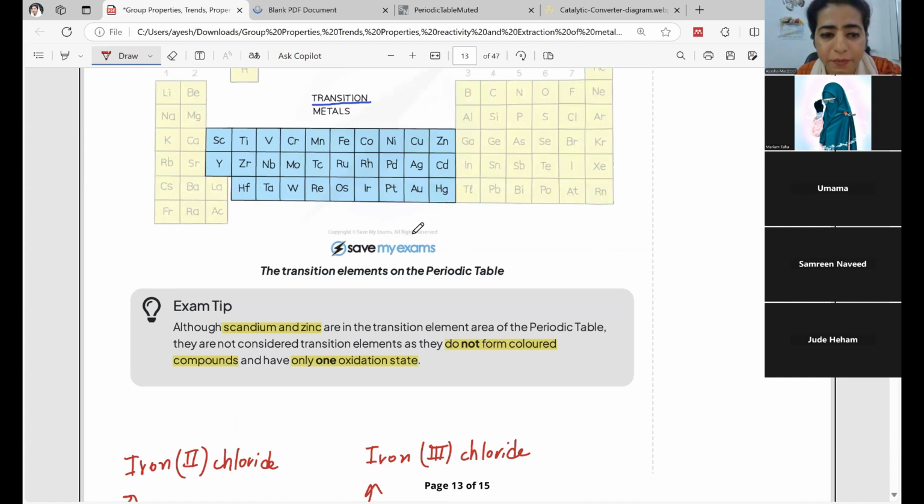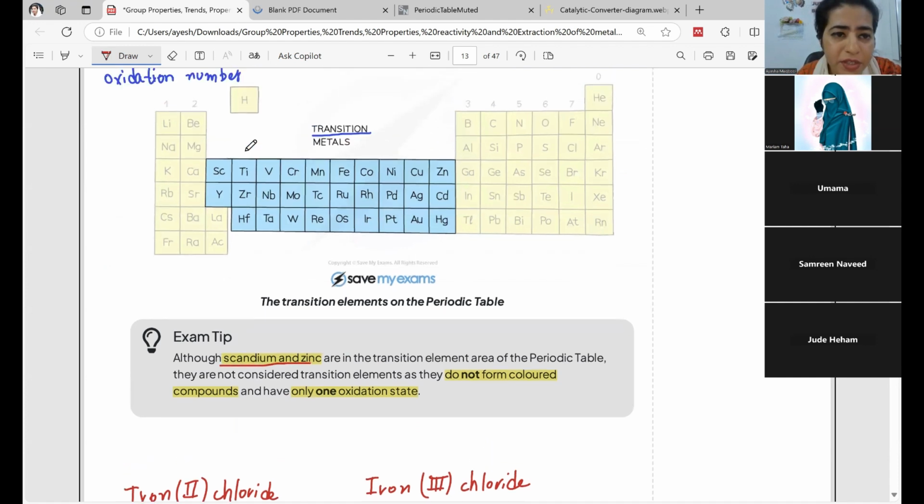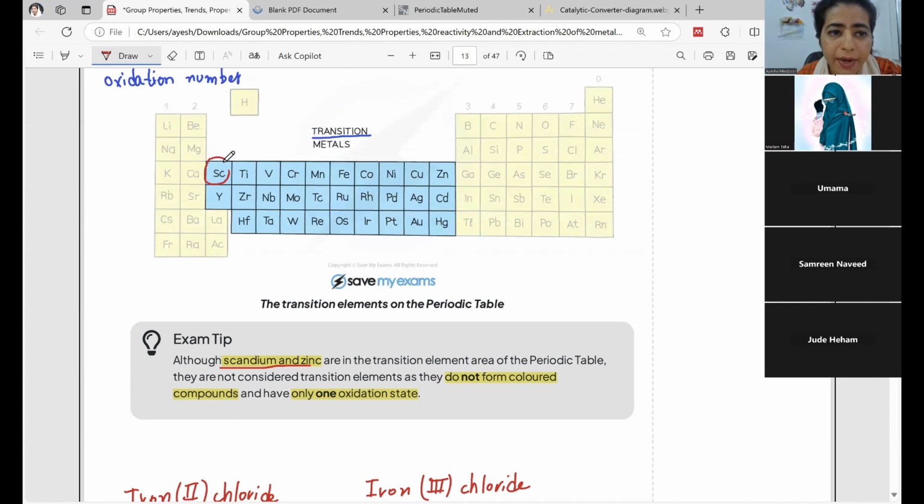One thing very important, scandium and zinc. We have scandium over here and we have zinc over here. They both are, right now you can see, blue.